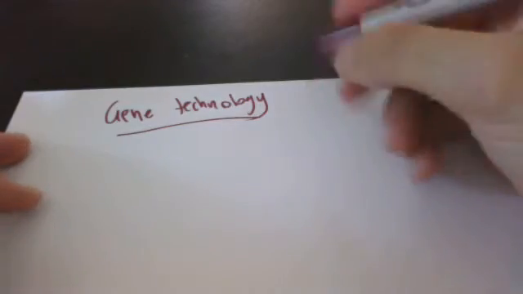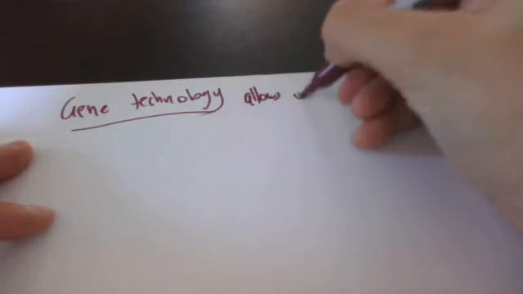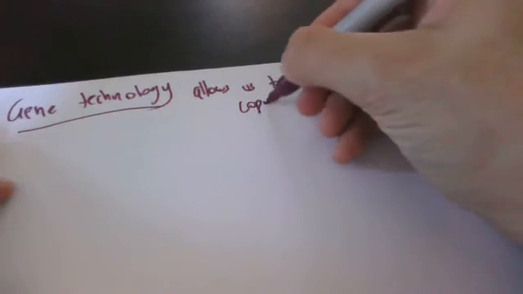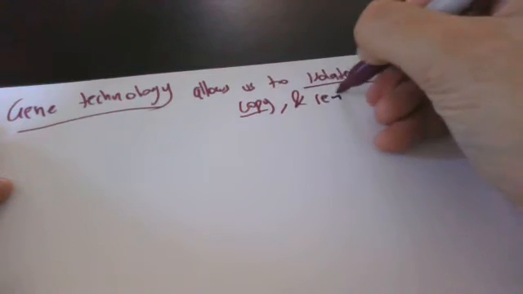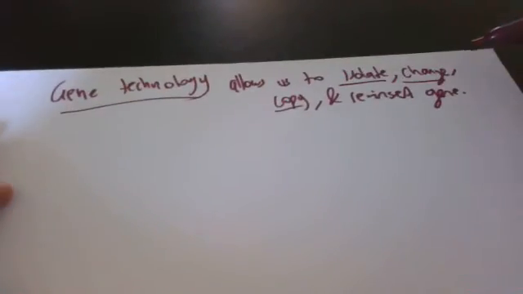It's another word you should familiarize yourself with. Basically, it allows us to isolate a gene, to alter it, to copy it, and to reinsert it. So it allows us to isolate, change, copy, and reinsert a gene into another organism, or into a new position on the DNA. That's gene technology.